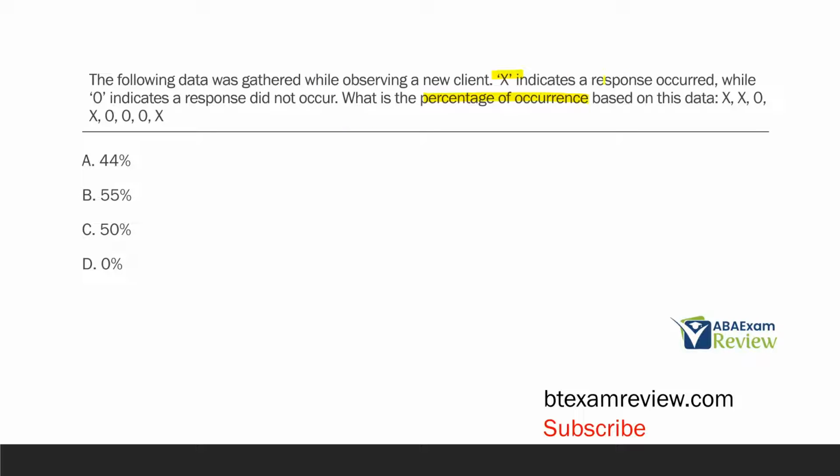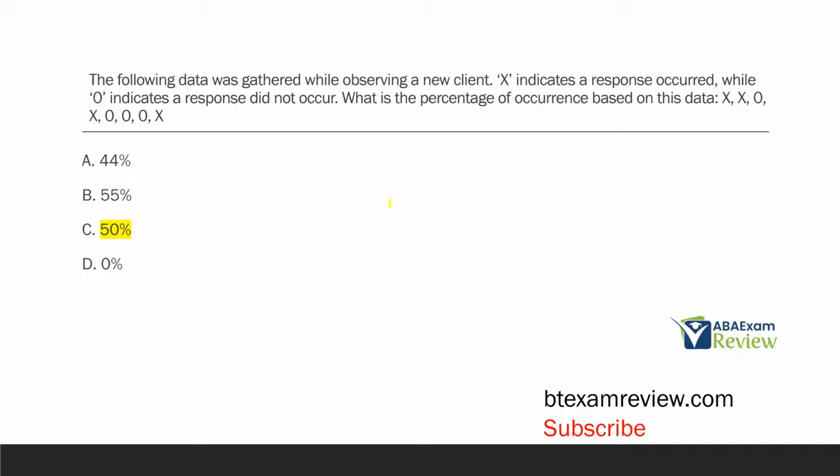So what do we know? We know that X indicates a response occurred, while 0 indicates a response did not occur. So simply, we need to find out how many occurrences there were given the total number. And X is going to tell us that. We have 1, 2, 3, 4. We have 4 occurrences out of a possible 8, which gives us what percentage? Well, we divide 4 by 8, multiply by 100. That's going to give us 50. This is really simply a percentage question. And if you know how to do percentages, this question should be super, super simple for you.